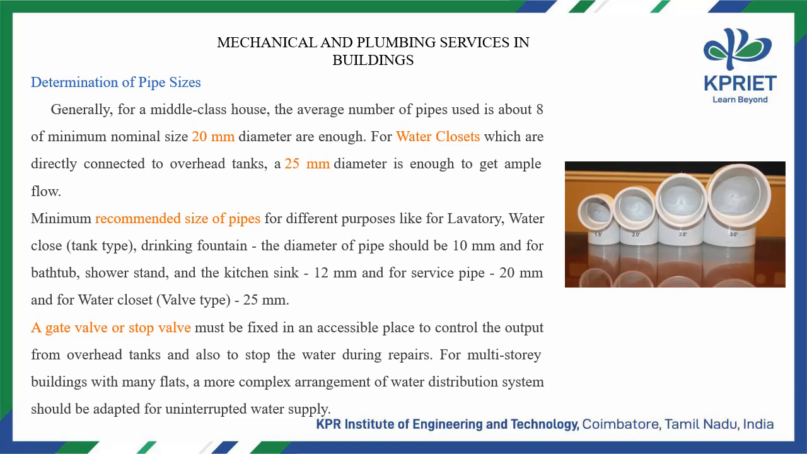Minimum recommended size of pipes for different purposes: for lavatory, water closet tank type, and drinking fountain, the diameter of pipe should be 10 mm; for bathtub, shower stand, and the kitchen sink, 12 mm; for service pipe, 20 mm; and for water closet valve type, 25 mm. A gate valve or stop valve must be fixed in an accessible place to control the output from overhead tanks and also to stop the water during repairs.